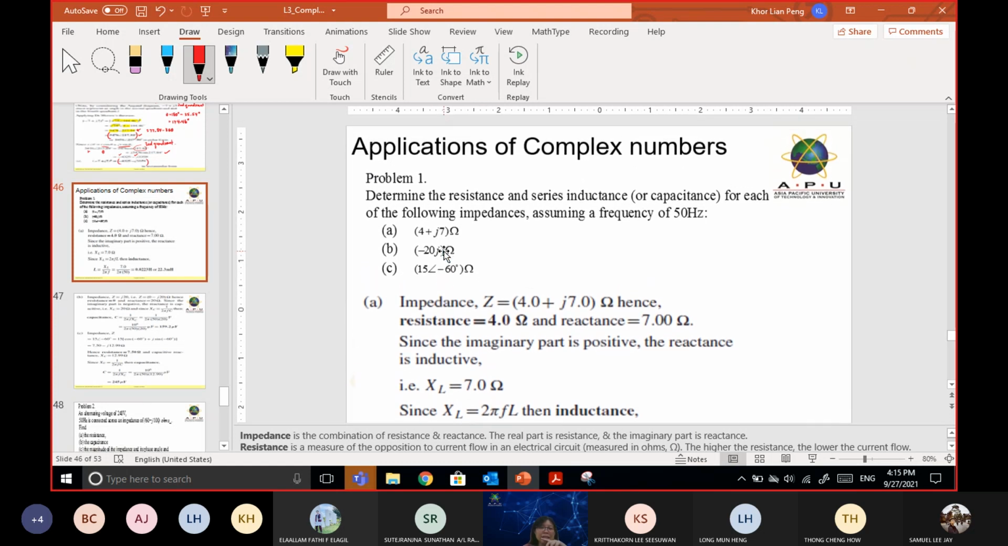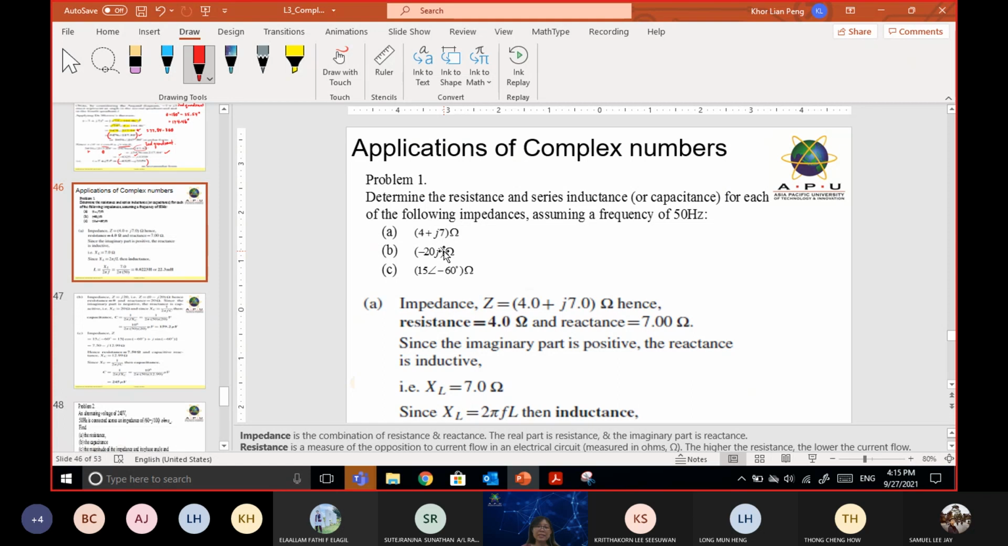Okay, so these are the applications of the complex numbers that we apply to impedance, reactance, and resistance. We can also express the impedance in complex numbers. Impedance in the complex numbers.